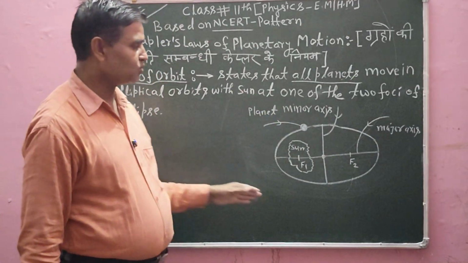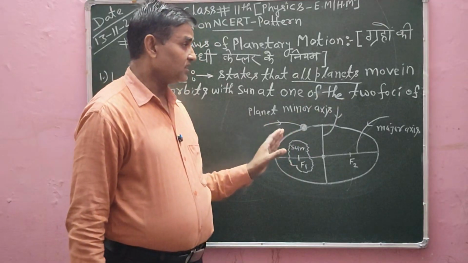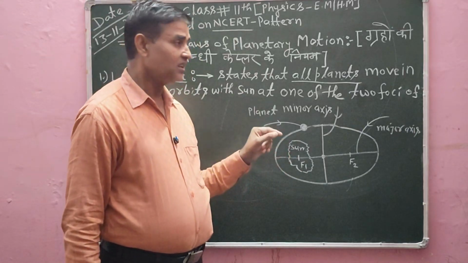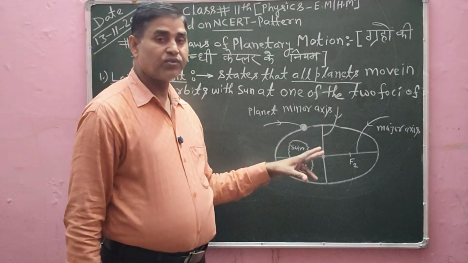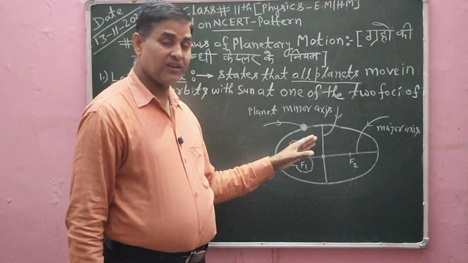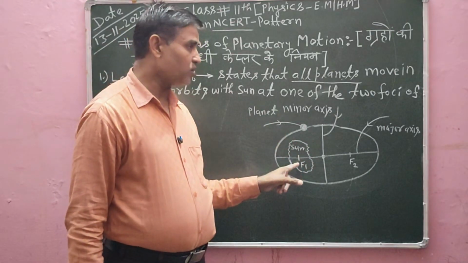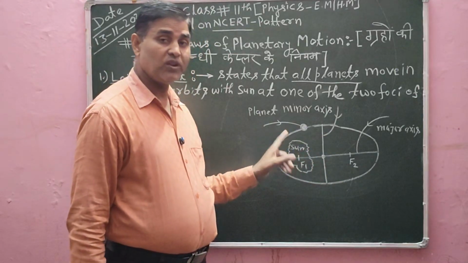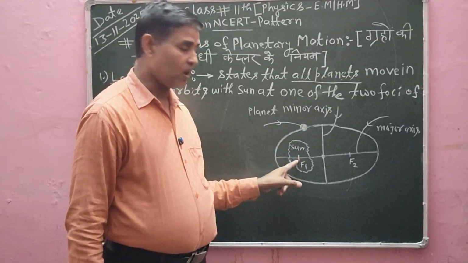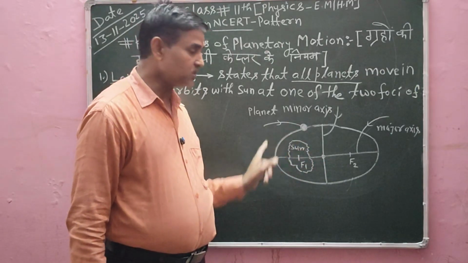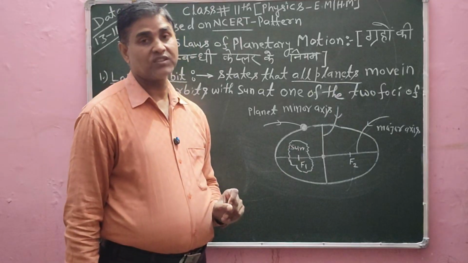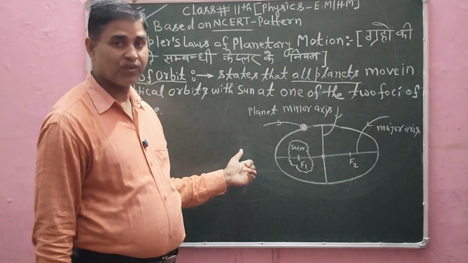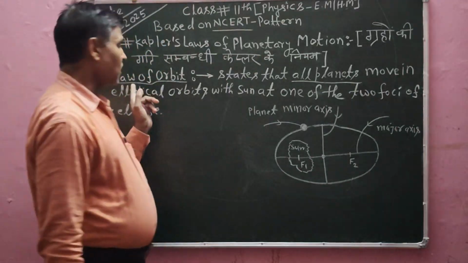If any planet is moving on the elliptical path, during that time the sun will be situated at one point, that is the sun is located at one of the two foci. The ellipse has two foci, one named F1 and the other F2. The sun will be available at one focus when any planet is moving around the sun. This is Kepler's first law, also called the law of orbit.